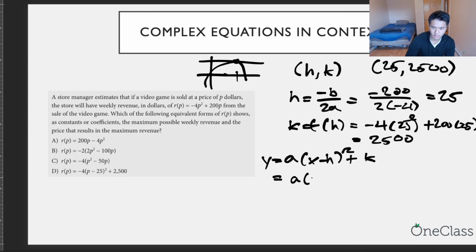a (x minus 25) squared plus 2500. And we see that matches up very well with answer choice D, where a is equal to -4. We have x is p minus 25 squared plus 2500. This is going to be our equation in vertex form, where 25 comma 2500 is going to represent the price that results in the maximum revenue and the maximum possible weekly revenue in that form. So D is the right answer here.